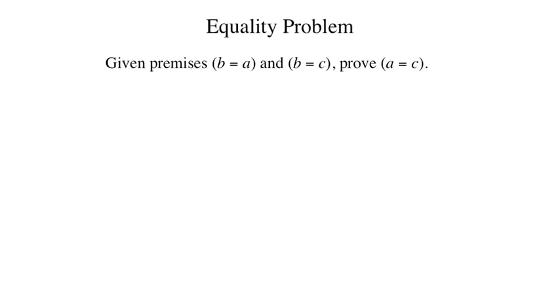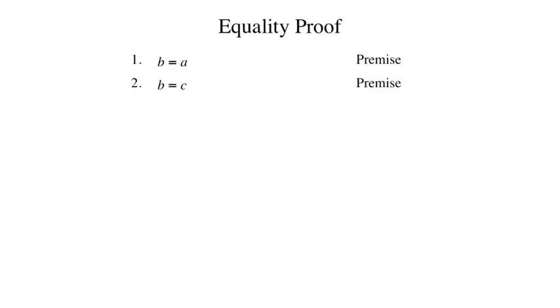Let's see how we can use these properties to solve some problems of equality. Suppose we know that B equals A, and we know that B equals C. Let's prove that A equals C as well. As usual, we start our proof with our premises. B equals A and B equals C.